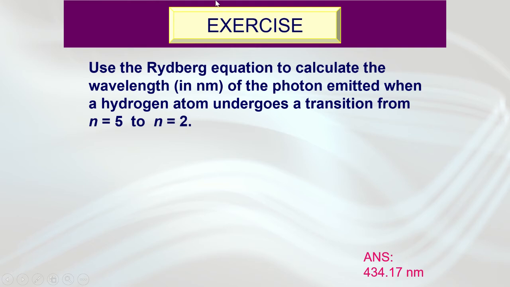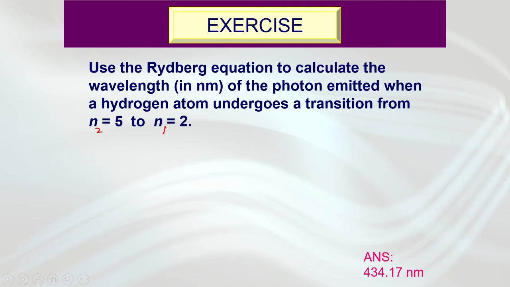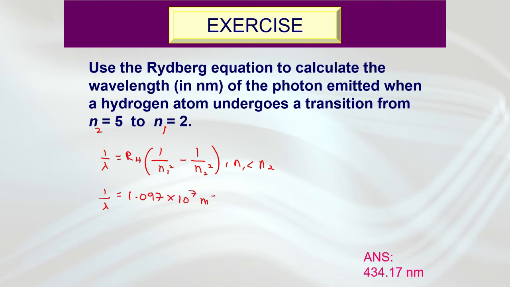Use the Rydberg equation to calculate the wavelength, in nanometer, of the photon emitted when a hydrogen atom undergoes a transition from n equals 5 to n equals 2. So simple, between 2 and 5, 2 is smaller. So 2 should be n1, okay, and 5 should be n2. Okay, and then just substitute into the equation. Okay, 1 over lambda equals RH times 1 over n1 square minus 1 over n2 square, where n1 is smaller than n2. So substitute the value. RH is 1.097 times 10 to the power of 7. Okay, 1 over n1 square should be the lower number.